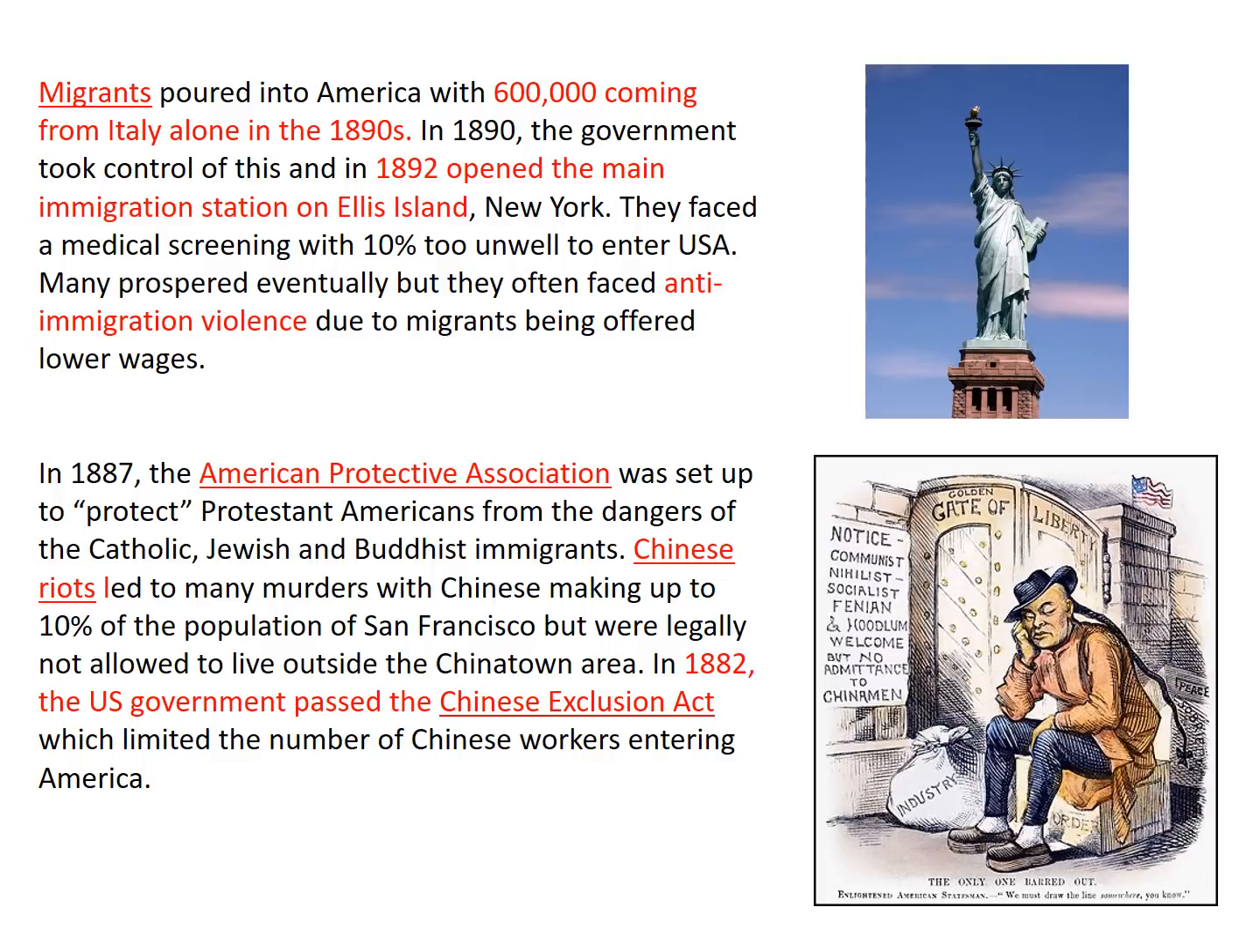And then in 1882, fed up with the amount of Chinese who were coming in, despite the fact that they contributed so much to the economy. If you remember, they were a large part responsible for the building of the railroads. We have the 1882 Chinese Exclusion Act, limiting the amount of Chinese workers entering into America.